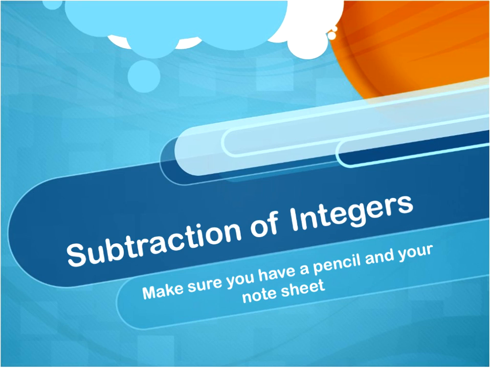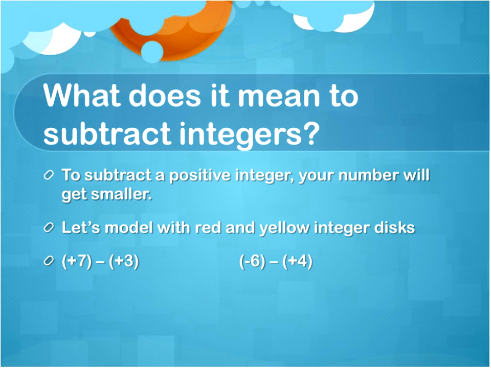Have you got your Cornell note sheets? Okay, good. So we're going to start learning about subtraction of integers, and we've been working before this on addition of integers, but it works a little bit differently. So here's some tips for you to remember, and you might want to take some notes: to subtract a positive integer, your number will get smaller. So we're going to take a look at those today and see what we mean.